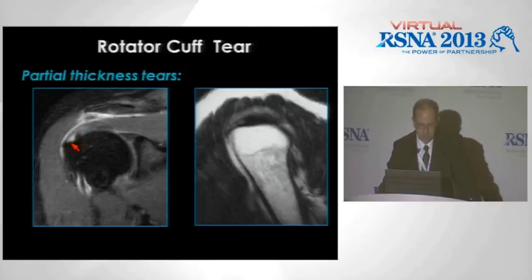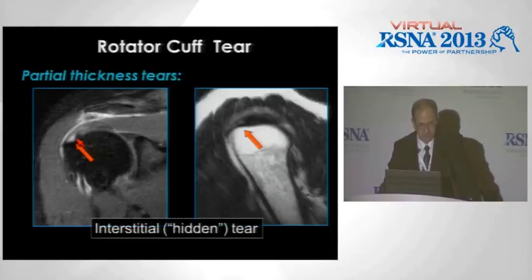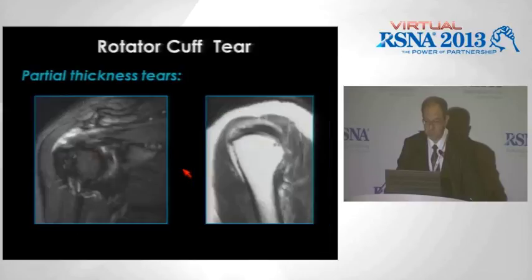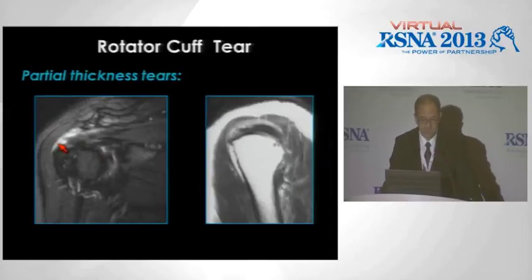So this is a partial thickness tear, but it's what we call a hidden tear. It's an interstitial tear. So here's the deep fibers, here's the superficial fibers, they're all intact. This is an interstitial tear. It's called a hidden tear because if the surgeon goes in arthroscopically or over the top as an open procedure, they won't see this tear unless they open up the tendon. Bursal side partial thickness tears are not as common as undersurface and interstitial tears, but you will see them, in this case, with fraying of the surface at the bursal aspect.